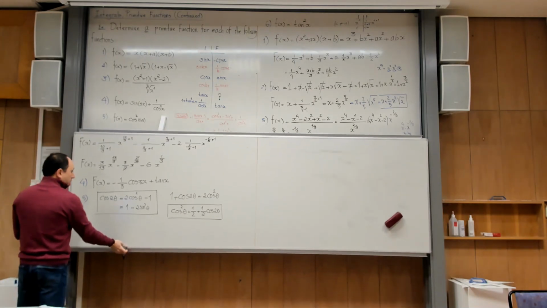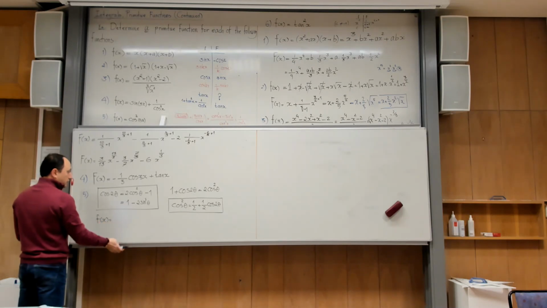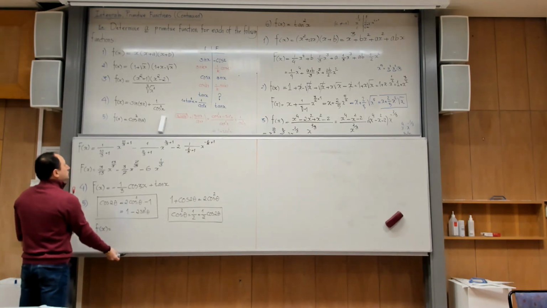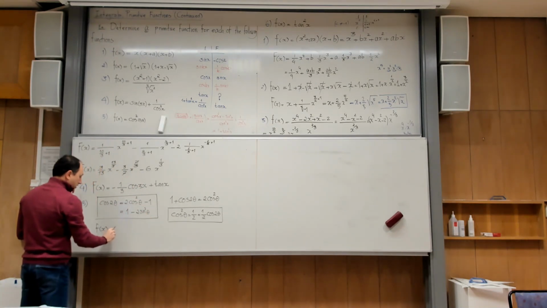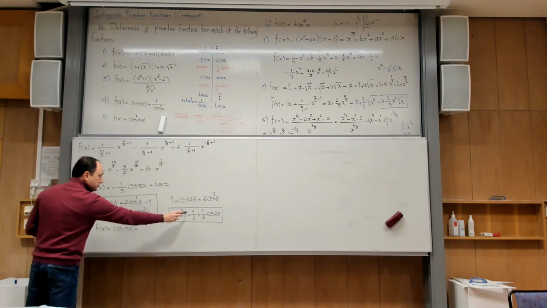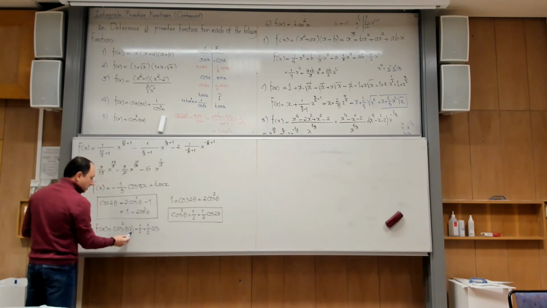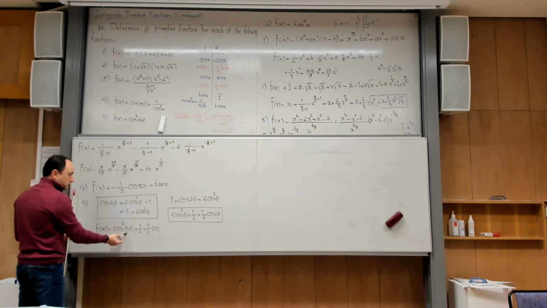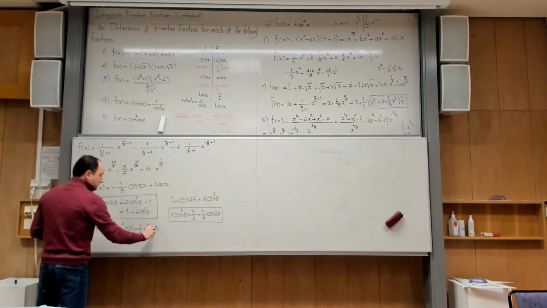Number 5, f of x is equal to we have cosine squared of 5x. Instead of theta, I put 5x. So it becomes cosine squared of 5x. But this becomes equal to 1/2 plus 1/2 cosine of the double angle. So I have to multiply this by 2. You see theta, 2 theta. Then it becomes 10x.